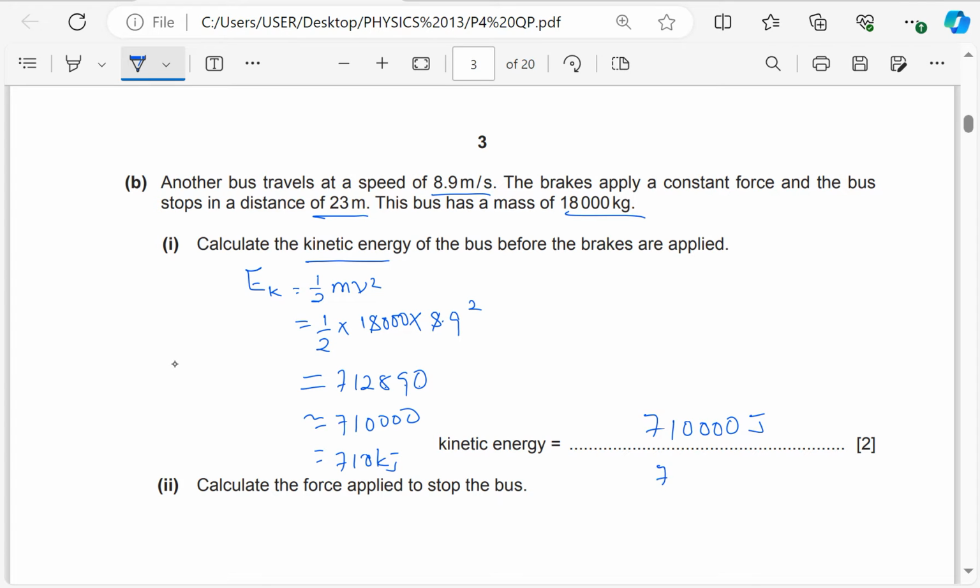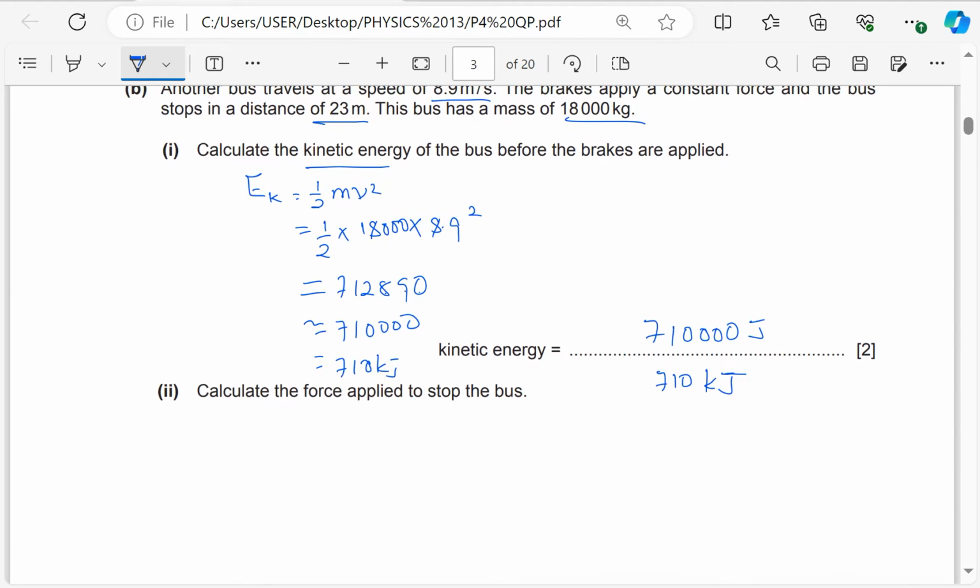Note that the new setting now eliminates most of the units in paper 4, because we expect that students who do paper 4 are extremely smart students who should be able to know most of the units for most of these quantities. So most of the questions will not have units, so you should be able to write the units there.